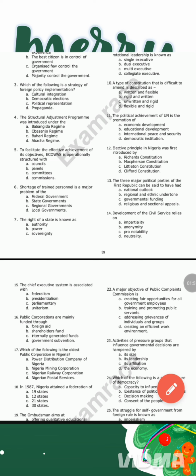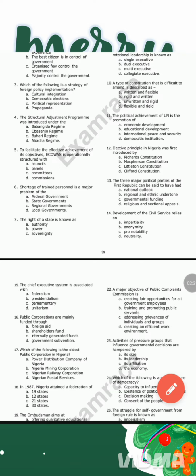Question 12. Elective principle in Nigeria was first introduced by. Now, elective principle is actually a political right, because election comes from the political right, which includes franchise, which includes suffrage, and also includes the establishment and formation of political parties. Now, in 1922, the then colonial governor of Nigeria, Sir Hugh Clifford, introduced the policy to be known as the elective principle.